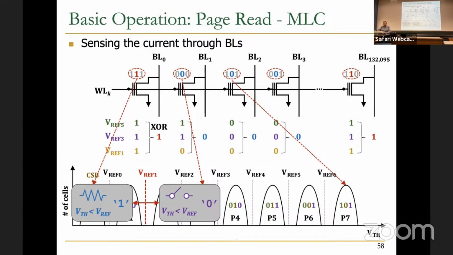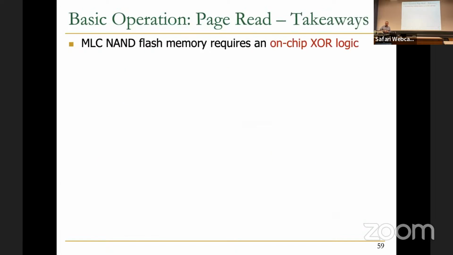So every time, when you want to read from MLC flash, essentially you are doing an SLC read every time. But that's a reference voltage that you apply, right? But every time it is an SLC read. So you are doing an SLC read 3 times here, and then combine. So that's why MLC NAND flash memory requires an on-chip XOR logic. And we actually have used that kind of XOR logic in order to do computation as well in one of our works, Flash-Cosmos, that we're going to also present sometime.